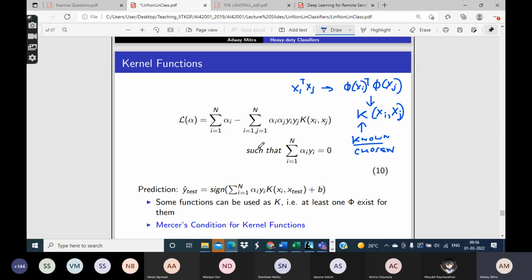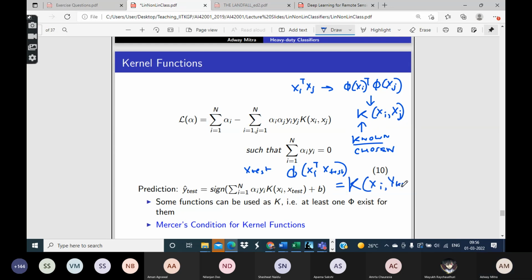Solving it will give me the alphas. Then while I am doing the testing, for any given point x test, instead of calculating phi xi transpose phi x test, I will simply calculate k of xi comma x test. Correct? So I'll get this. Fine, so this also I can calculate easily.